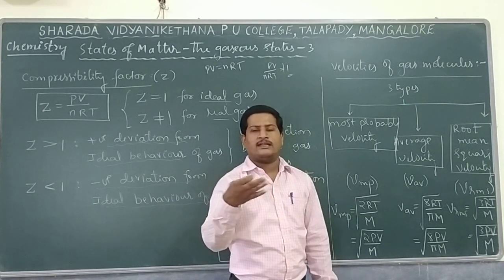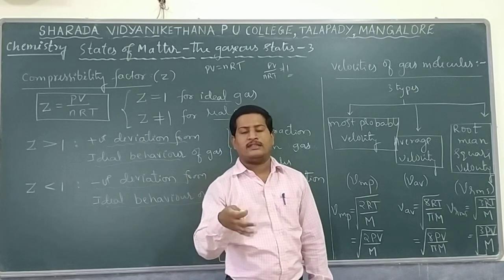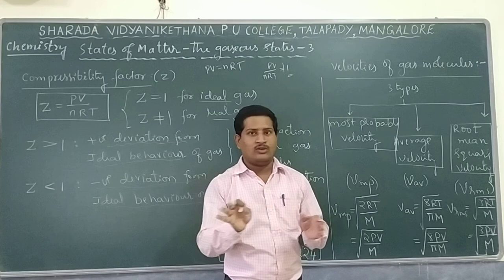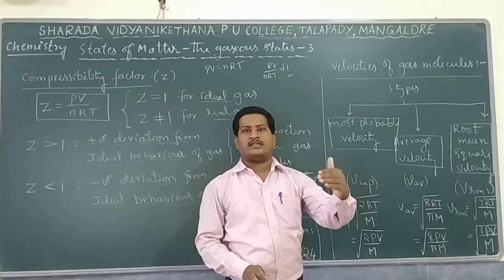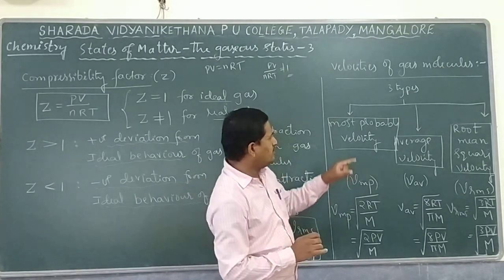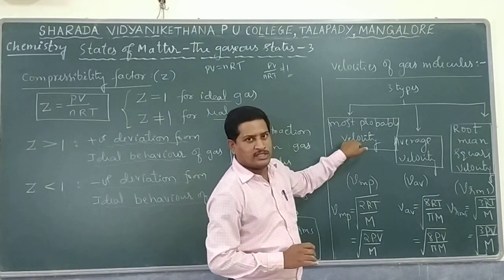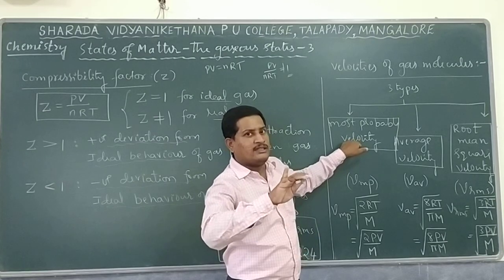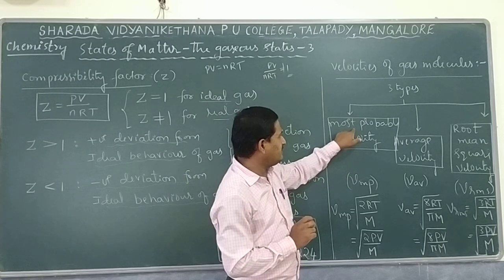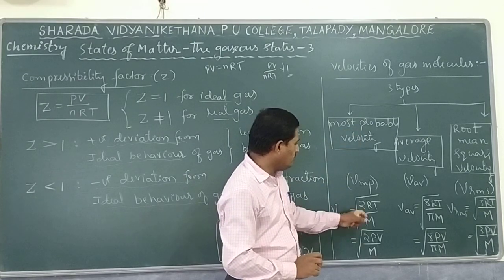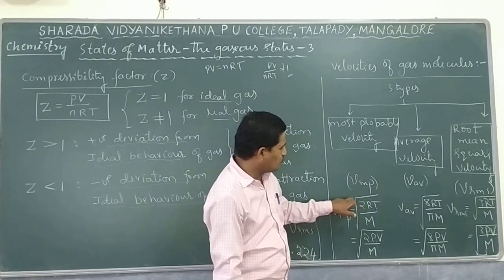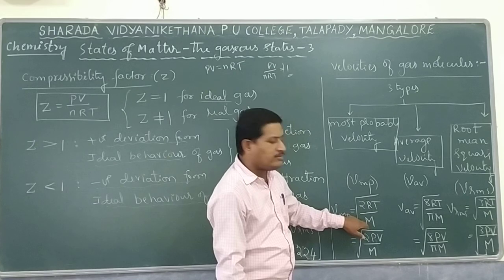Let us say a container contains 100 gas molecules. Do all 100 gas molecules move with the same speed? No, not at all. Out of which, to a maximum extent, let us say 60 molecules move with one particular velocity. Then that is nothing but the most probable velocity, the velocity at which the maximum number of molecules are going, and it is calculated using the relation square root of 2RT divided by m. So most probable velocity equals the whole square root of 2RT divided by m.